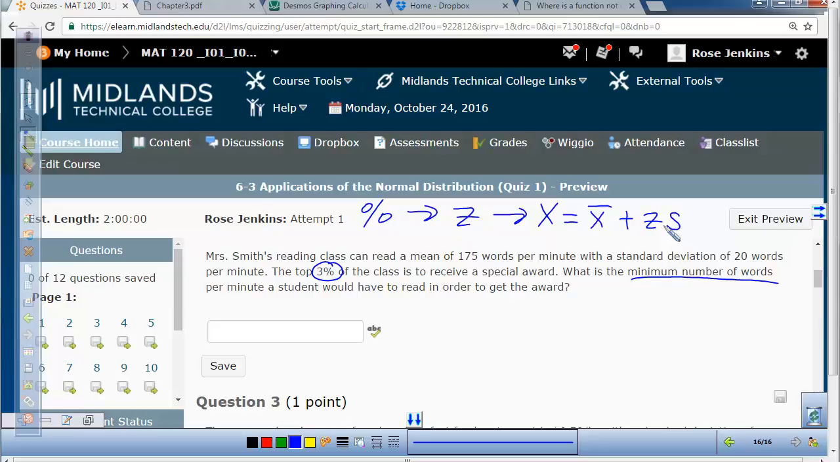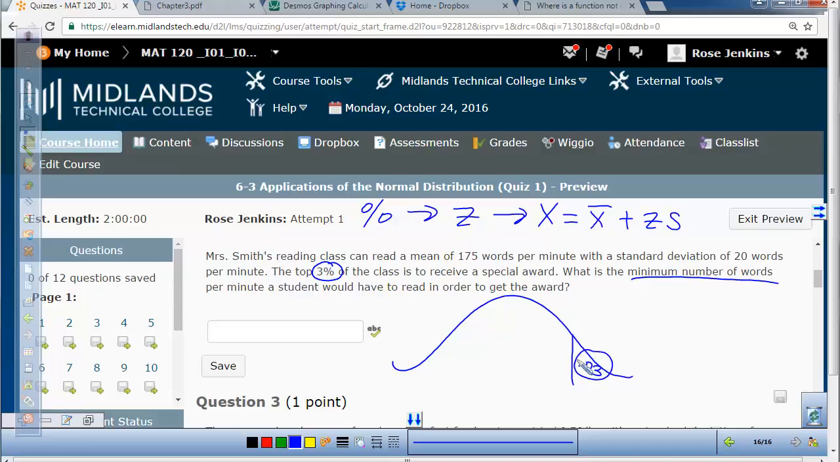Okay, so now I'm going to draw a picture. I'm going to do that first, and we're talking about the top 3%. When we think about the top, we think about high numbers, but we do have to think about what this particular application is, because in some cases higher is not always better. So in this case, if you have a higher words per minute, then that would put you ahead of the rest of the class. So we will mark off the top 3% as being over here on the right.